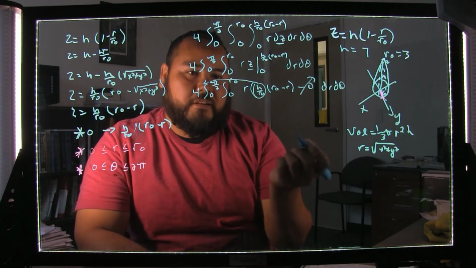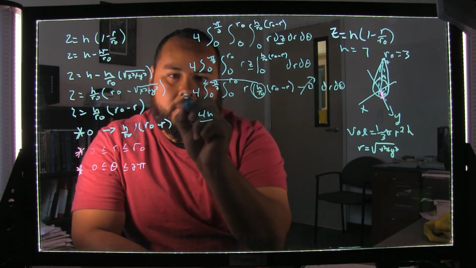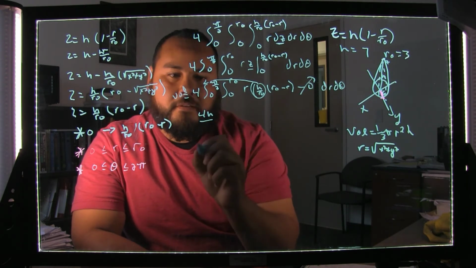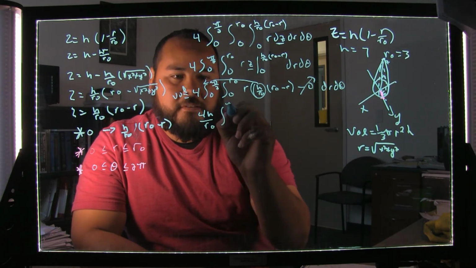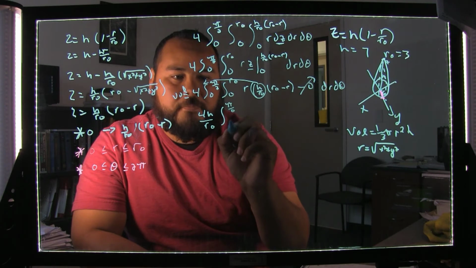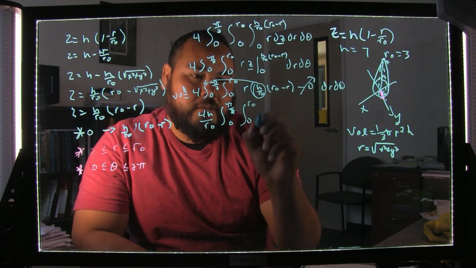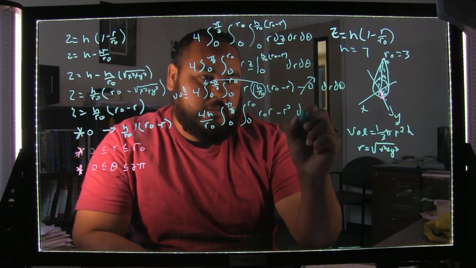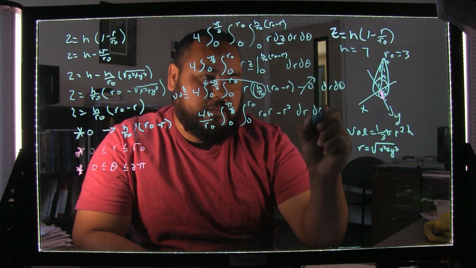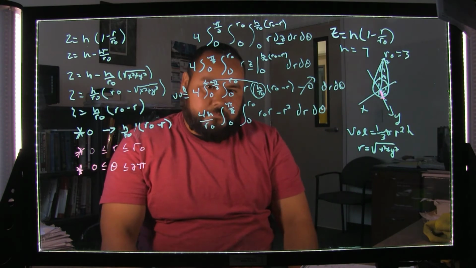And we're going to distribute the r at the same time, so we're going to have 4h over ro, integral from 0 to pi over 2, 0 to ro, and then we have ro r minus r squared, integrating with respect to dr, d theta. So now we're just going to integrate with respect to dr.